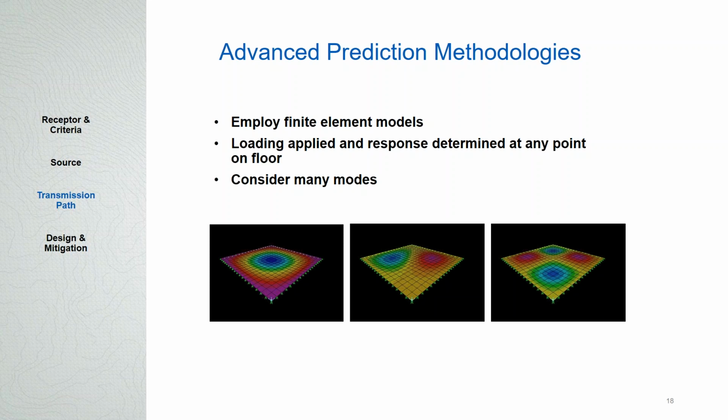A person walking across the floor will excite all of these modes, will make all of these modes respond in some fashion. And so we need to add them all together and find out what the total response is. And with the advanced finite element models, we're able to do that. We're able to basically look at the floor, get its properties for all these modes, and look at the total response.